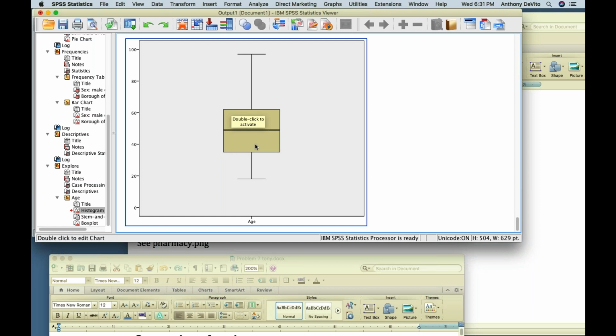In other words, the median is here, but there's a lot of older people in here. So the mean is being pulled away from the median. And the way you identify which direction the skew is, is which way the mean is pulled from the median.